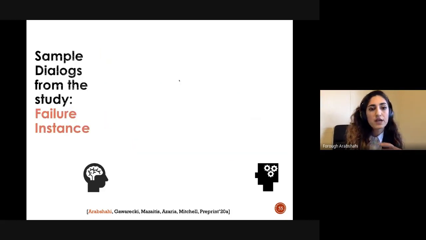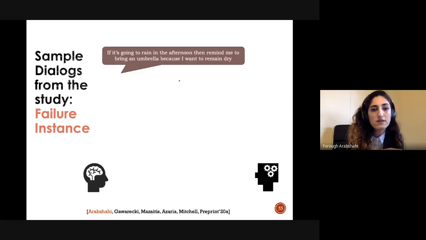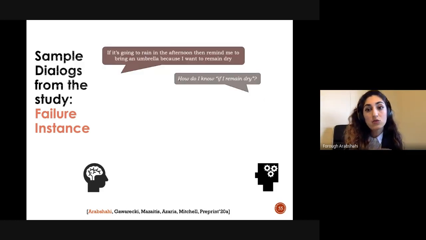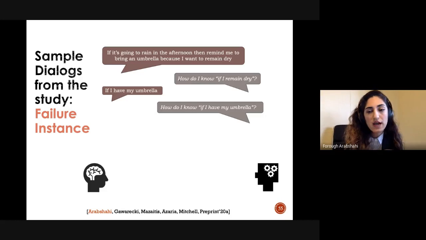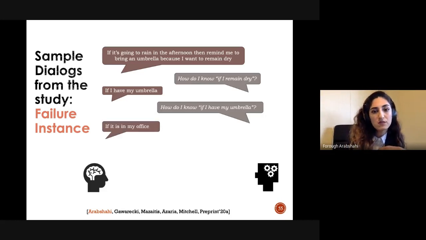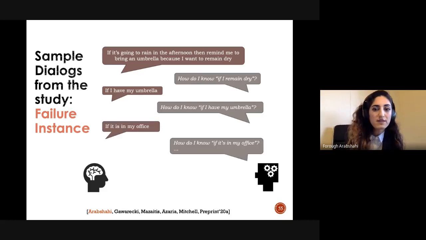Now let's see a failed instance for the same utterance for a different user. Again, the system asked, how do I know if I remain dry? And the user said, if I have my umbrella. The system asked, how do I know if I have my umbrella? And the user said, if it's in my office. The system asks, how do I know if it's in my office? And this conversation just goes on without being able to get an actual proof.